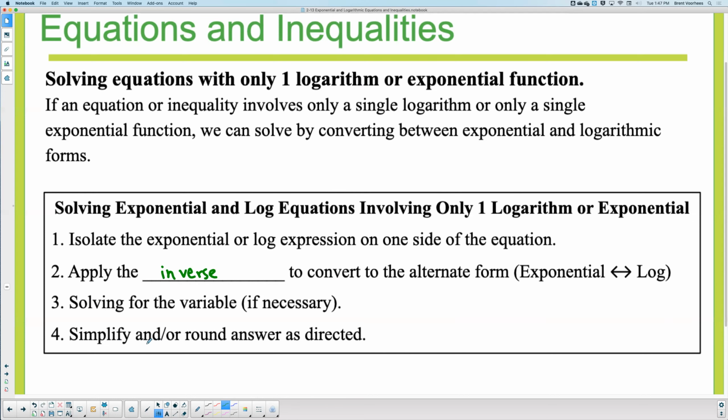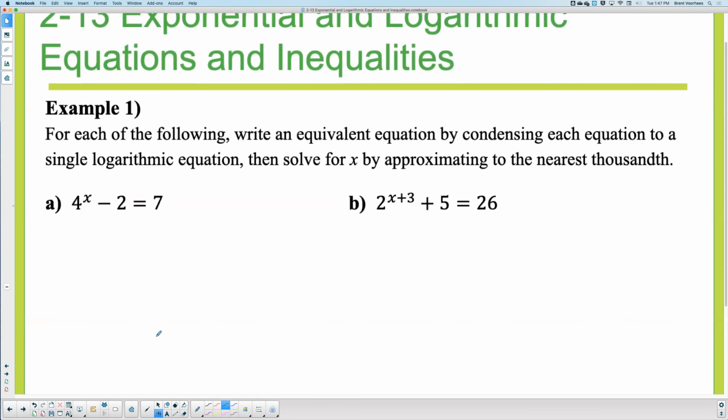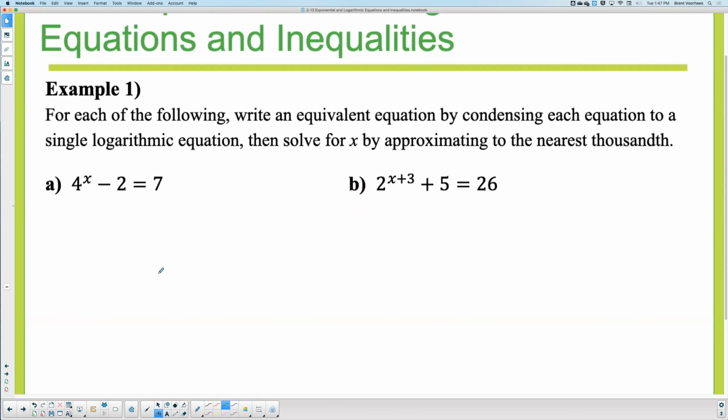The next slide, example 1, Problem A. For each of the following, what we want to do is write an equivalent equation by condensing each equation to a single logarithmic equation and then solving for x by applying the inverse. It doesn't say that there, but that's what we're going to have to do. So let's look at the first problem.